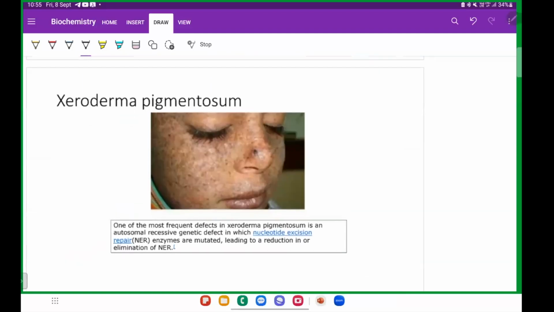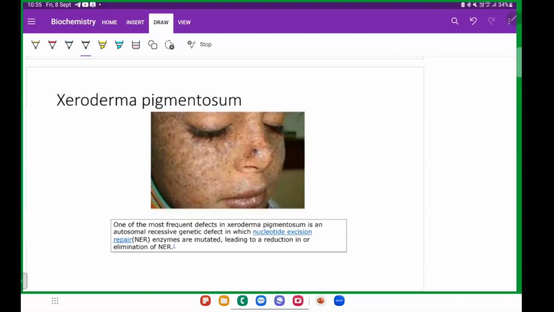And this is what your xeroderma pigmentosum is. So what is xeroderma pigmentosum? Why do you need to understand this? Okay, why do you need to understand this?